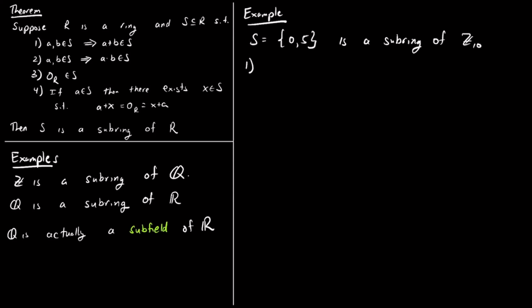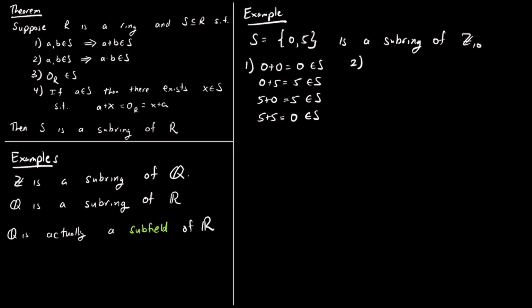First thing I'm going to do is check addition. Since this is a 2-element set, I can just add the elements of S one by one to one another. So 0 plus 0 is equal to 0, so that's in S. 0 plus 5 is equal to 5, so that's in S. 5 plus 0 is equal to 5, so that's in S. And 5 plus 5, if I'm working in Z mod 10, is equal to 0, so that's in S. So I get closure under addition just by manually checking.